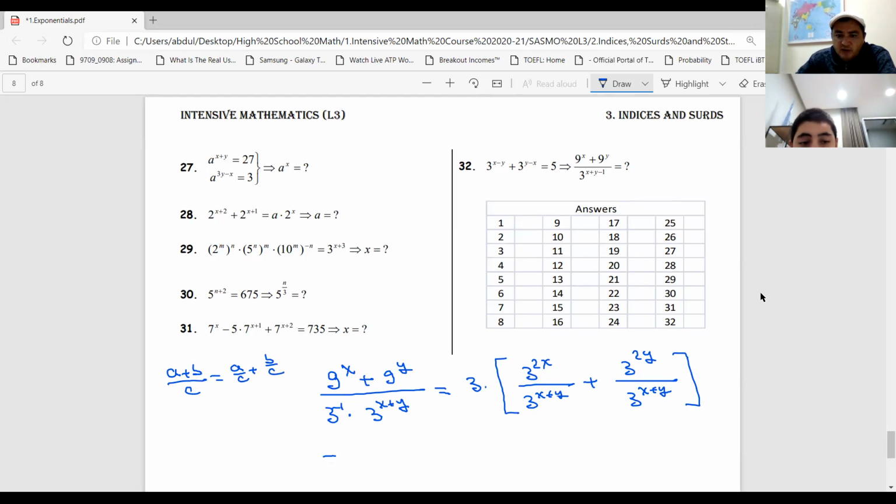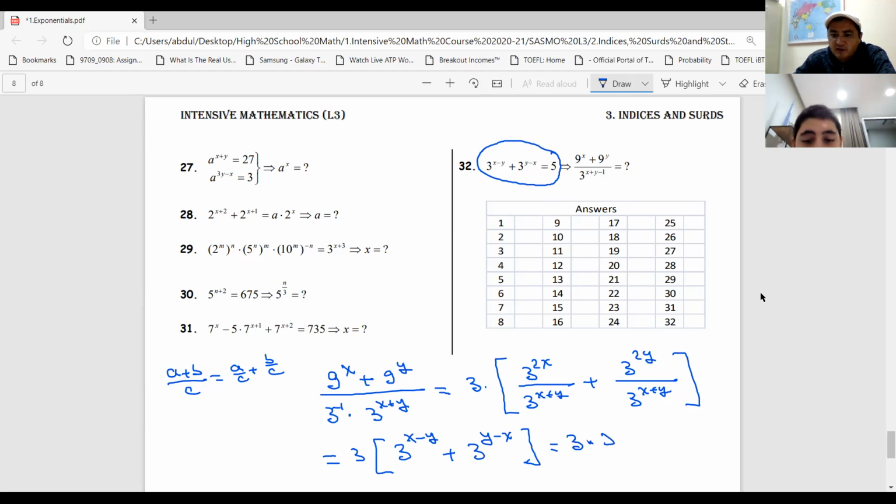Now from here, if you simplify, what do we get here? The first one, 2x minus x plus y, that's equal to 3 to the power of x minus y. And how about here, 2y minus x plus y, that is 3 to the power of y minus x. And we know that expression, right? It's given here. It's exactly the same. That's equal to 5. So here we have 3 times 5. That's equal to 15. Then hopefully my answer is correct.